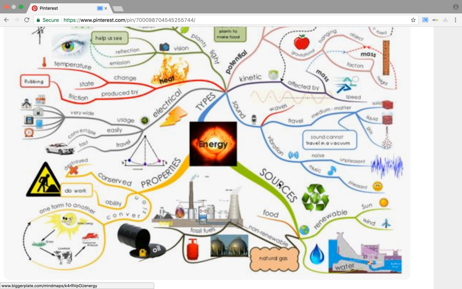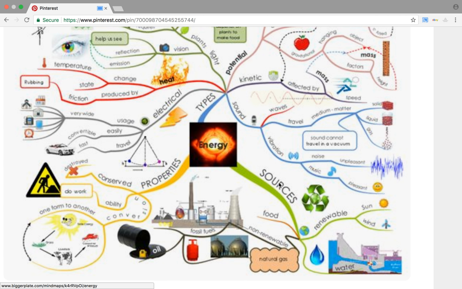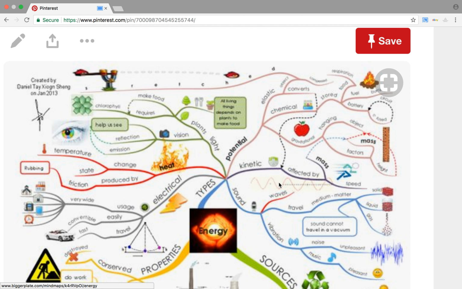So different types of energy, you can see coming from the blue color line. You have potential, kinetic, sound, heat, electrical, light energy. Now, under potential energy, which are the different types of potential energy? Elastic, chemical, and gravitational. Elastic potential energy, chemical potential energy, and gravitational energy.